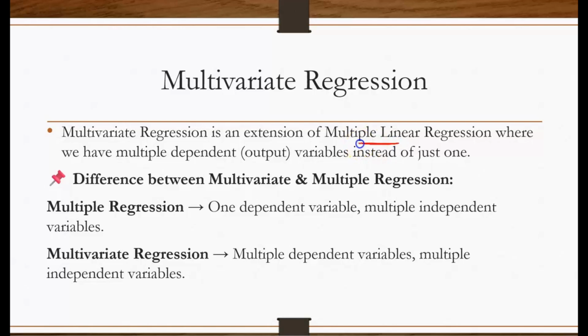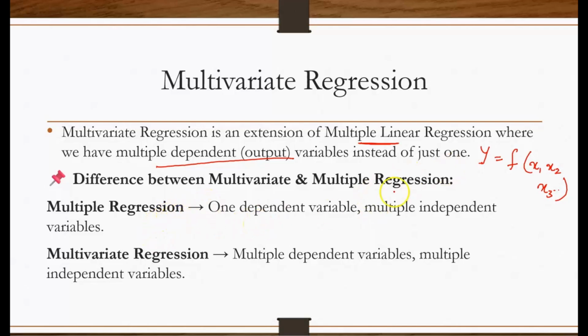We have studied what is a multiple linear regression, where the dependent variable is a function of more than one independent variable, f(x1, x2, x3), like that it goes on. So in multiple linear regression we have one dependent variable and many independent variables, but in multivariate regression we have multiple dependent variables, that is we have more than one y variable instead of just one. Okay, so here we can see the difference.